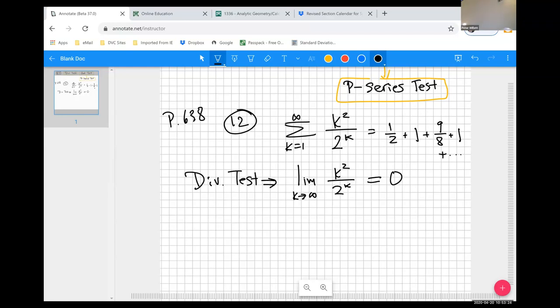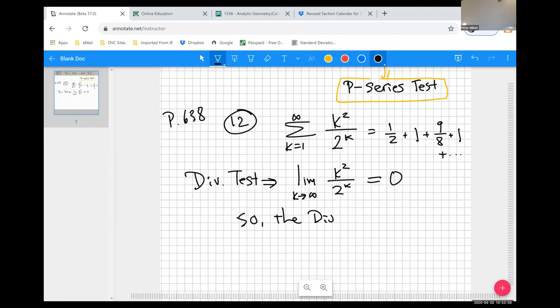And if you use L'Hopital's rule here twice, then the top will just become a 2 and the bottom will still have 2 to the k in it and will go to infinity, and that causes the whole thing to go to 0. So two applications of L'Hopital's rule will get us to a point where we can confirm Timothy's correct conjecture that this limit is 0.